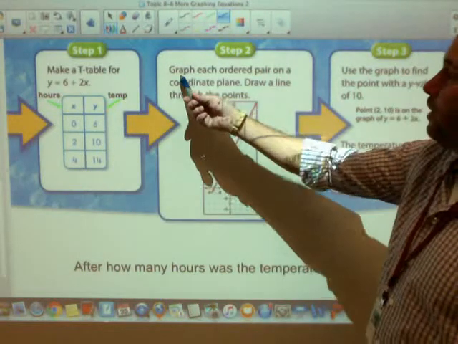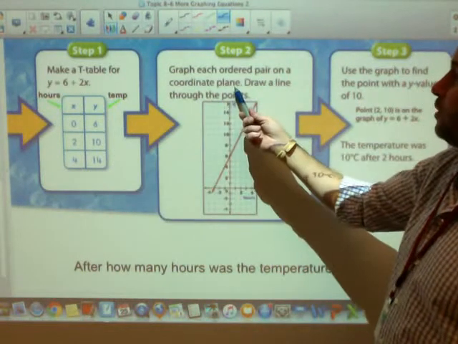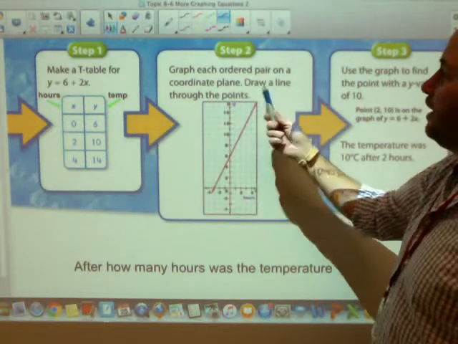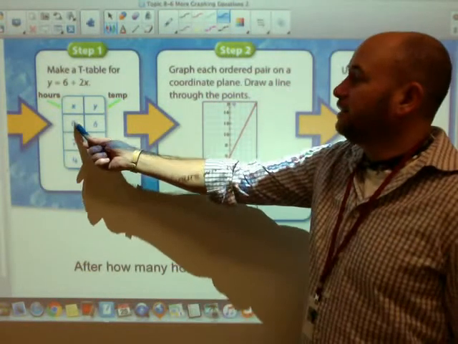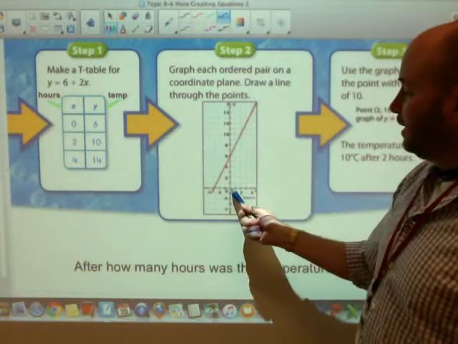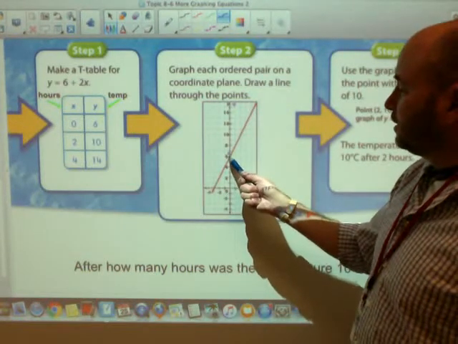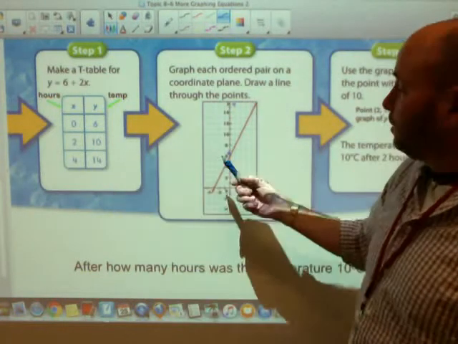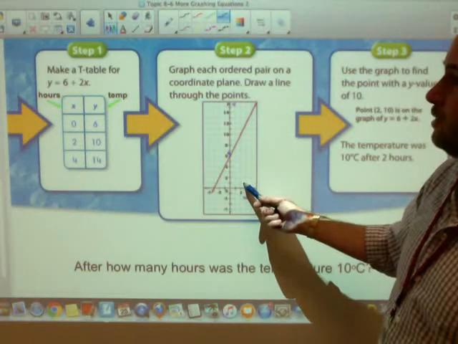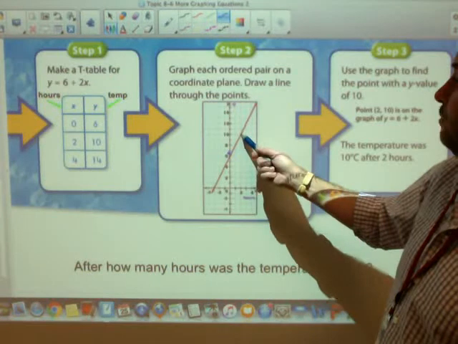So now we want to graph each ordered pair on the coordinate plane and draw a line through the points. Well, our first point is 0, 6. So we would be at 0, and we'd go up to 6 right there. Then we'd have 2, 10. So we would take our temperature over 2 hours, and we would rise up to 10, and we would be right there.